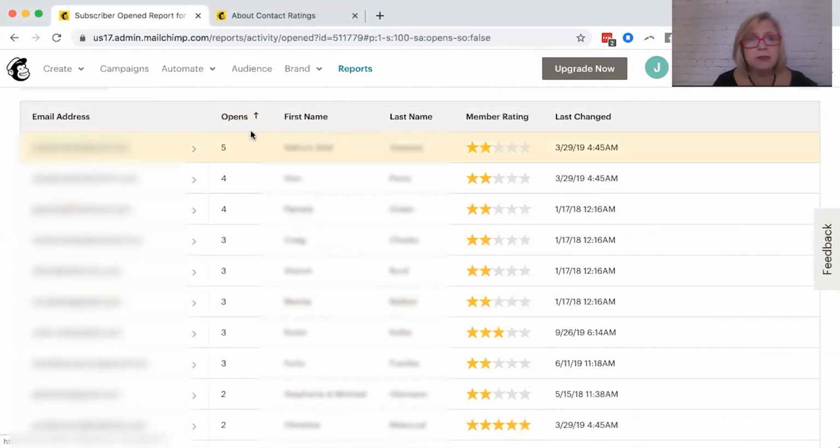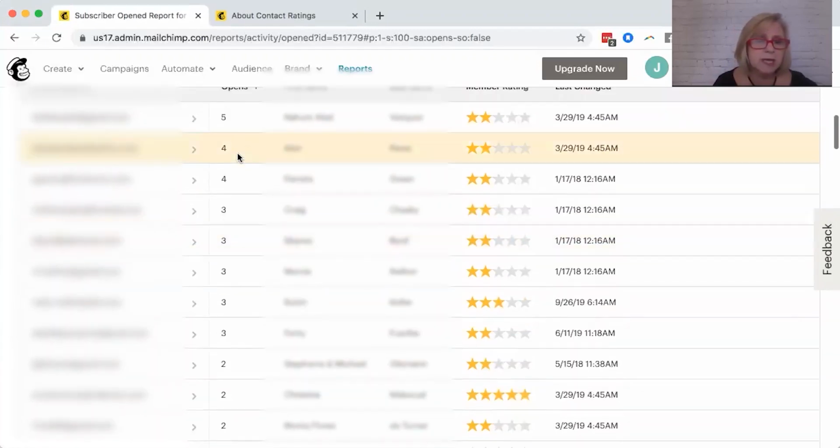So again, opens. This person opened it 5 times. That's a lot of times for somebody to open this. So I would say they were probably very interested. So you might pick some people at the top here who opened it quite a few times. And like I said, send them something special.